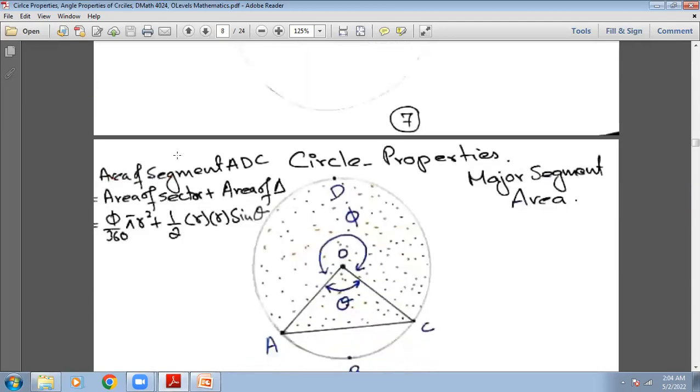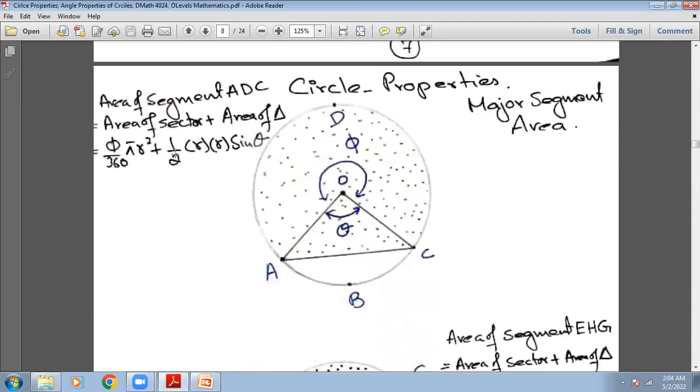I hope you understand. Okay, and then the next thing is, if you want to find out the area of the major segment. So here, I have this chord AC. So it has divided the circle into two portions. This one is the major segment, and this one is the minor segment.